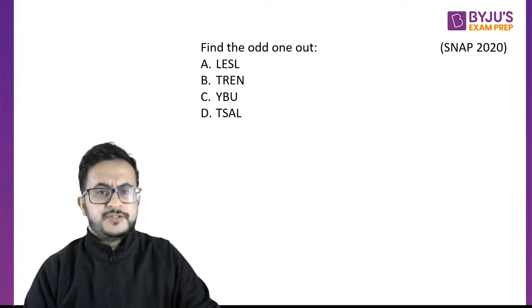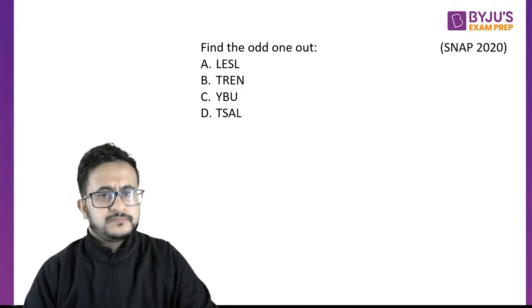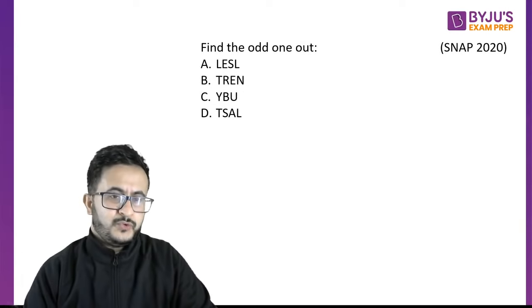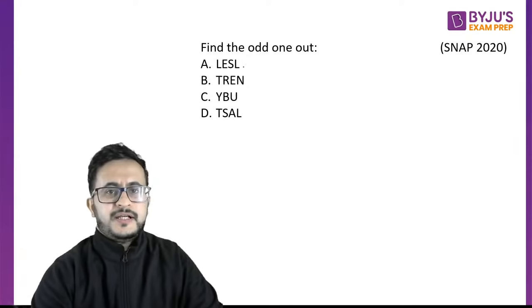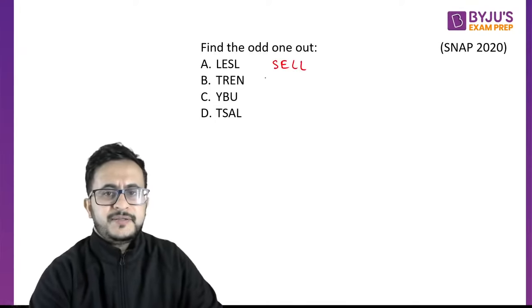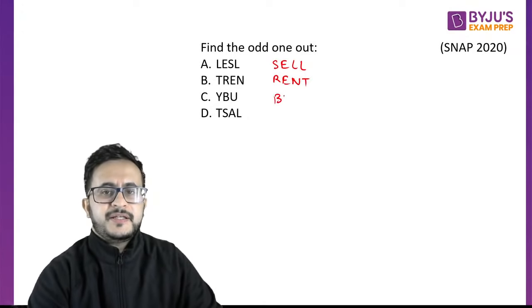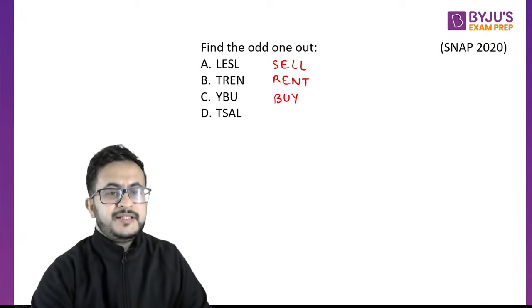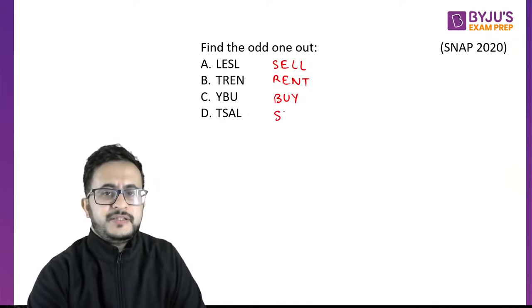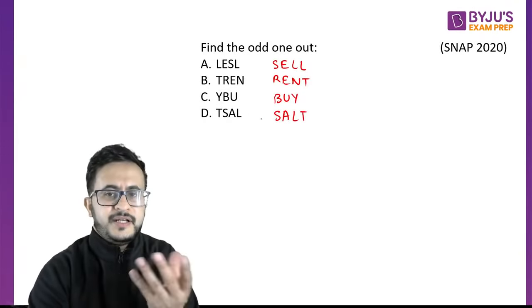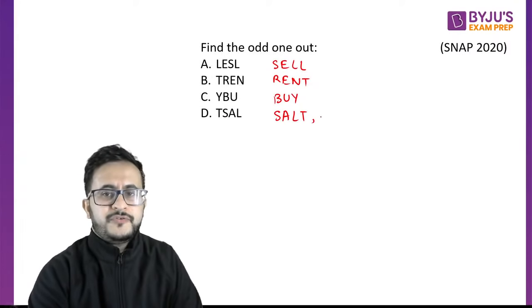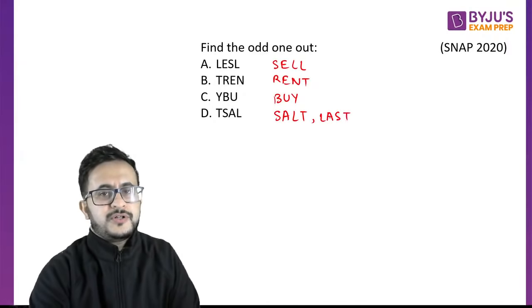Salt. Why is salt the odd one out? Buying and selling. Okay. Yeah, that is also a thing. See this, if you convert it, you will get sell. This will be rent. Okay. This is buy. Okay, something related to buying, selling. From this you can get, see, there is another reason, right? You can make two words out of it, salt also, last also.